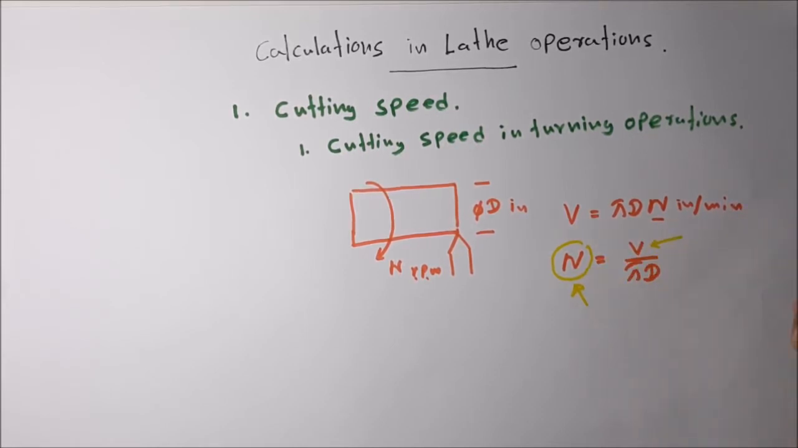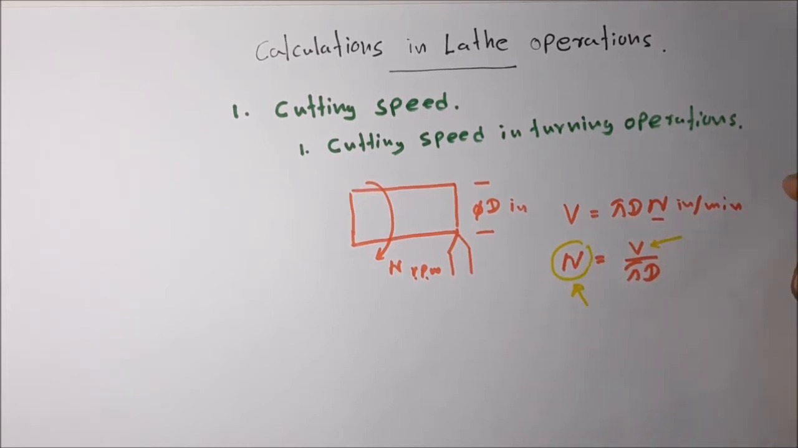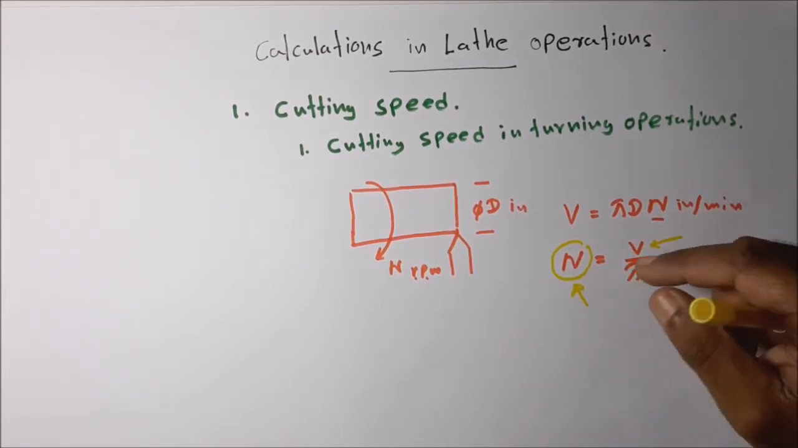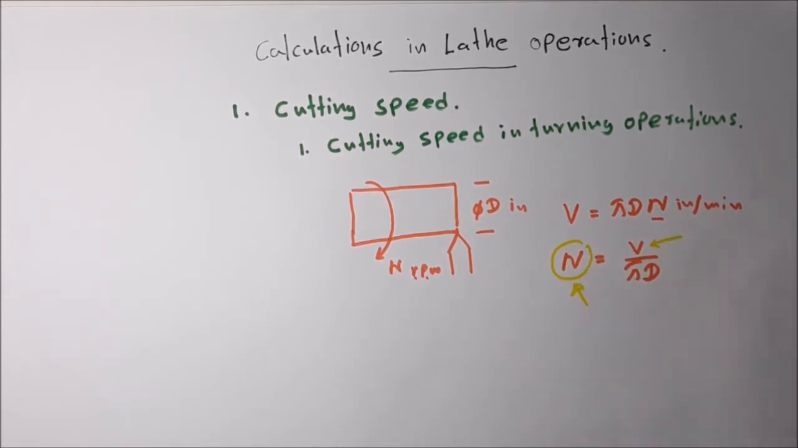When we are doing a certain machine operation, we have to set this N value, that means the RPM value, the spindle RPM value, on the lathe machine. There is an option to set this required speed on the lathe machine by changing the gears on the gearbox. We can get the required rotational speed for the spindle.